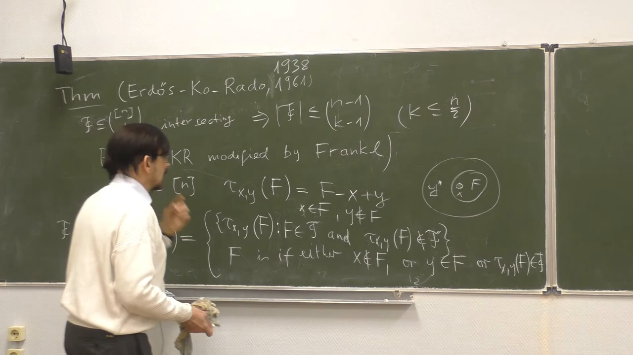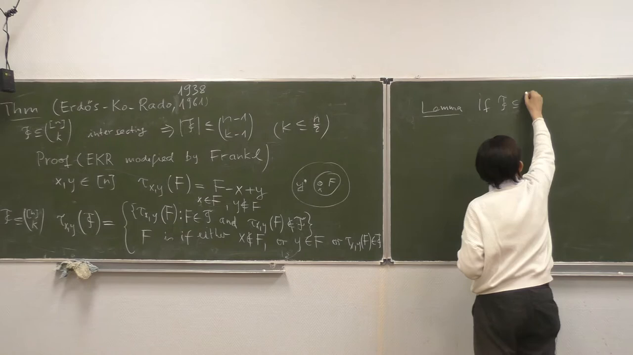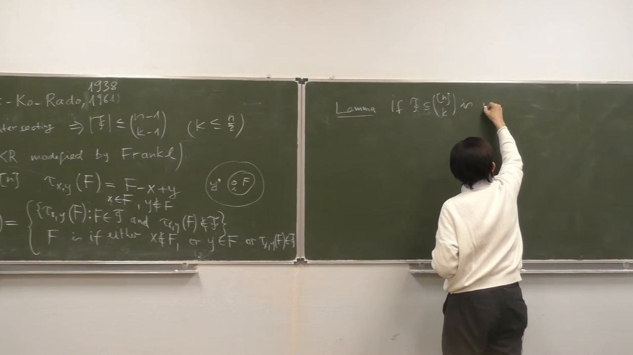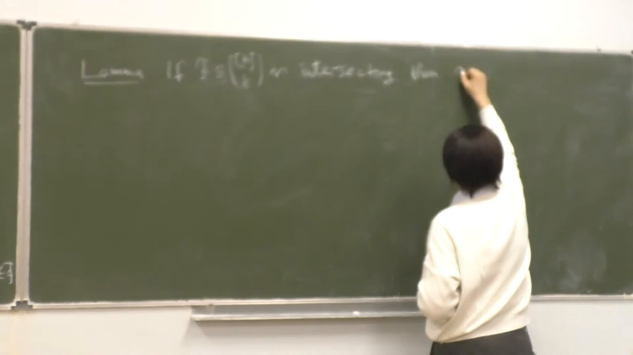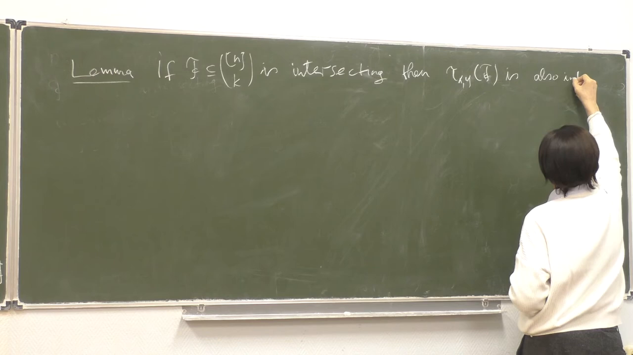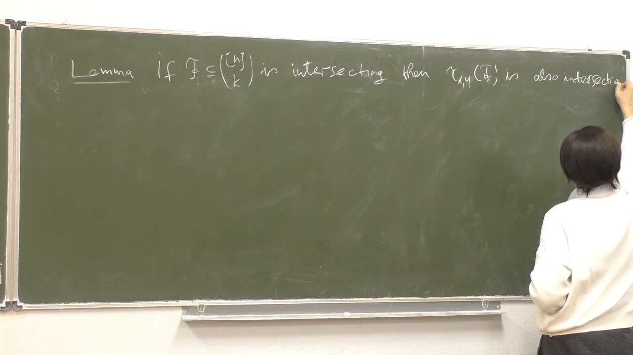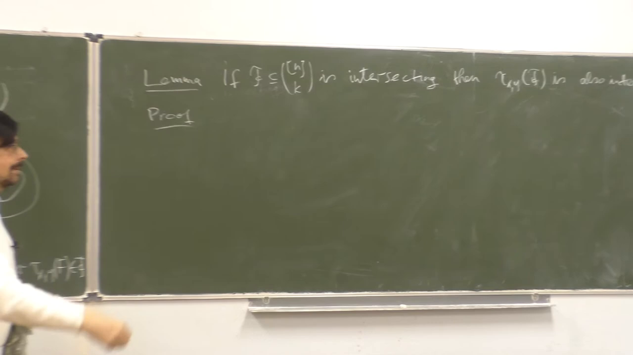And so now this is the lemma. If the family F is intersecting, then tau x y of the family is also intersecting. I think I better show the proof by a picture drawing instead of making it formal.